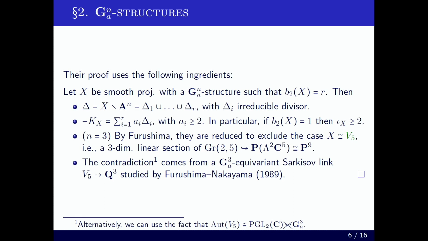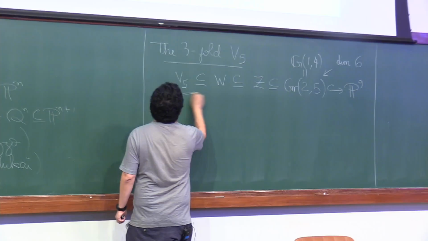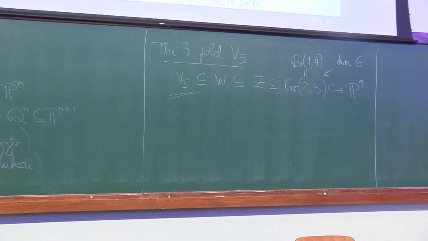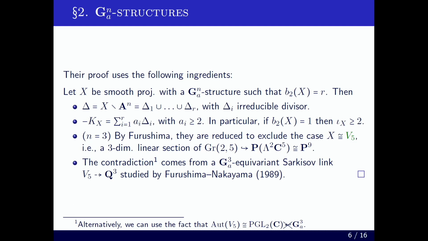Another way, by the way, to prove this with a very short argument, is that it can be proven that the automorphism group of this threefold here is PGL2. So it's a three-dimensional connected algebraic group, right? It is not commutative, so there's not enough space to have a G_a^3 inside, which is also three-dimensional and commutative. So that's an easy way to argue. But this geometric way will be useful for us in a minute.